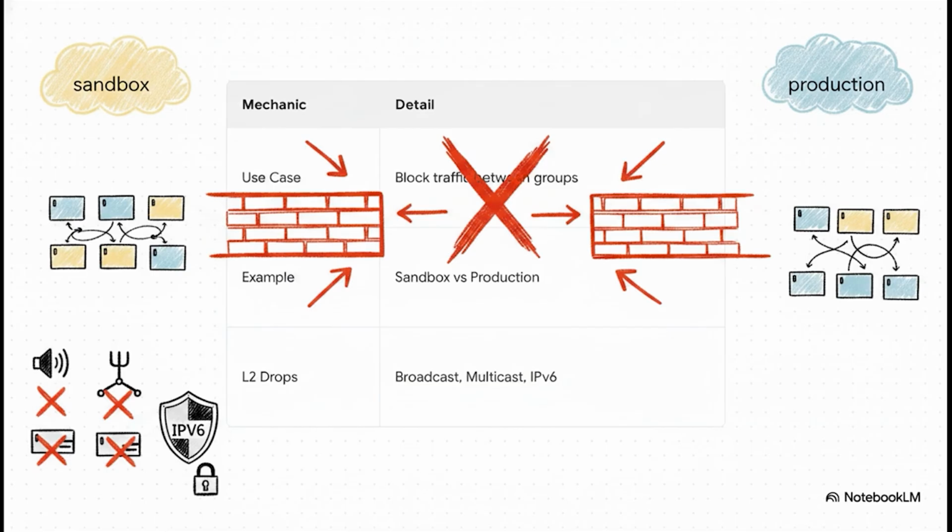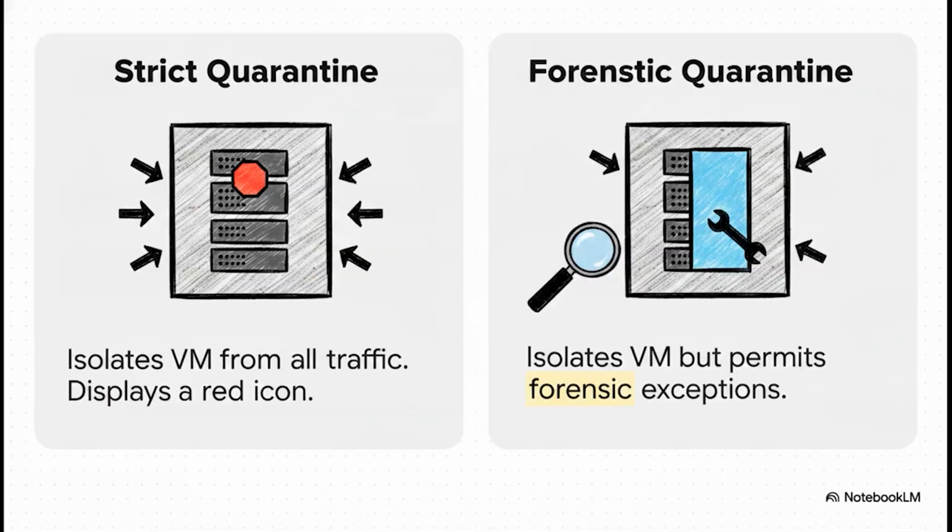It even blocks IPv6 traffic natively and by default. Policy type number 3 is the quarantine policy. For the exam, you absolutely must know the difference between its 2 modes, strict and forensic.